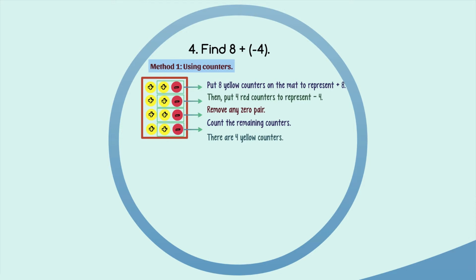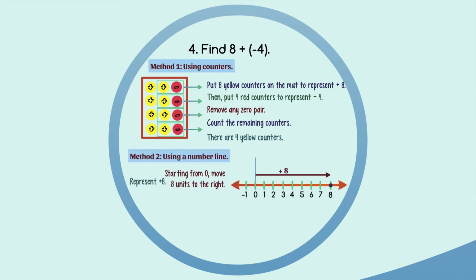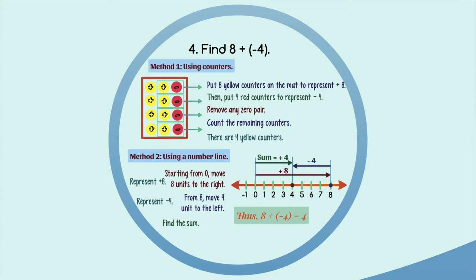Let's add using the second method. On the number line, represent positive 8 by moving 8 units to the right from 0, and -4 by moving 4 units to the left from positive 8. Look, we landed on positive 4. That means 8 plus -4 is 4. The methods we studied are the long methods. There's actually a faster way of adding integers. We just need to know the rules.